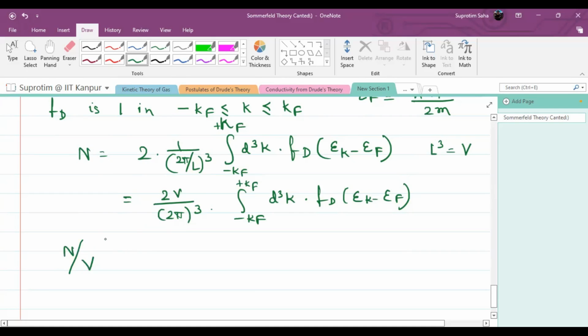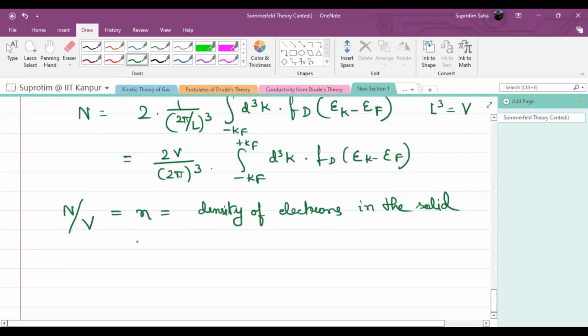You take it to this side, and this is the number density, the density of electrons in the solid. So this is given by 2 over (2π)³. Now f_D is 1 in the limit of −kF to +kF, so this is the integral over |k| less than or equal to kF of d³k.